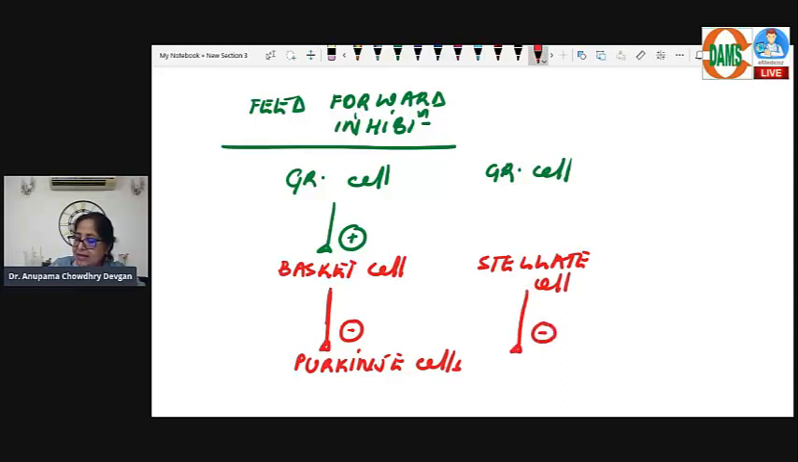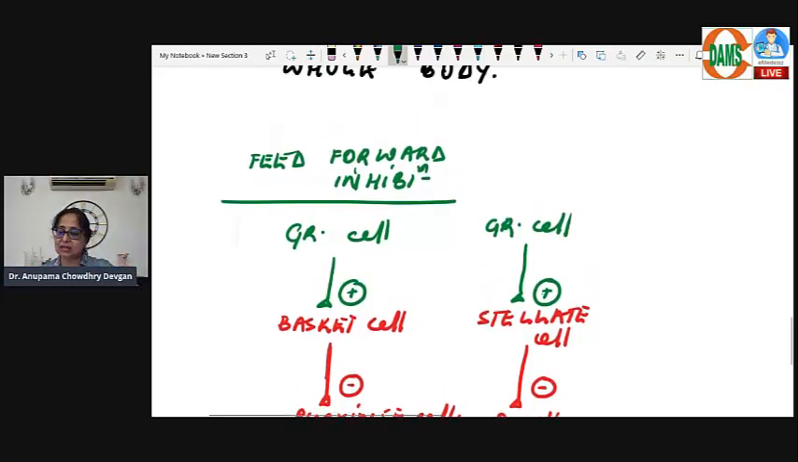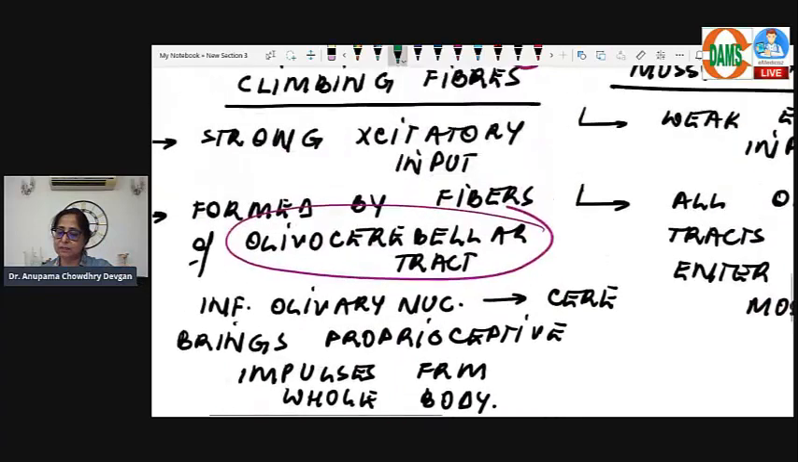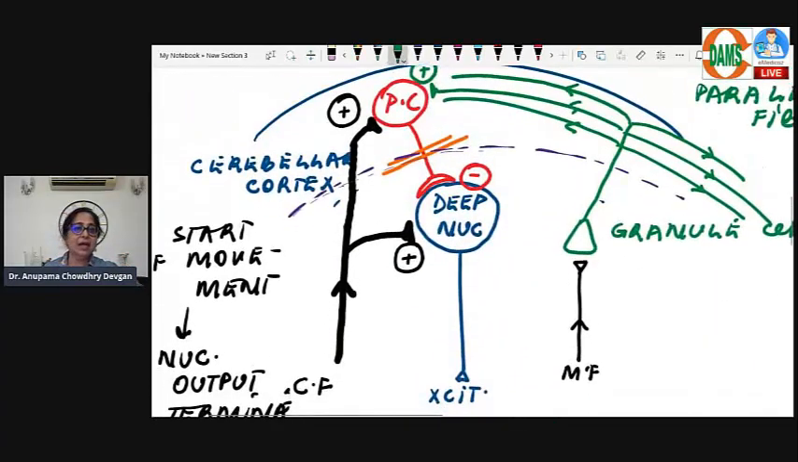These are A excites B, but B inhibits C. Granule cell is excitatory. Granule cell excites the stellate cell, but stellate cell will inhibit. This was feed forward inhibition. So let's see what are the connections in case of feed forward inhibition. Let's go back here. Now, granule cell, like I said, it excites the basket cell. This is the basket cell here.